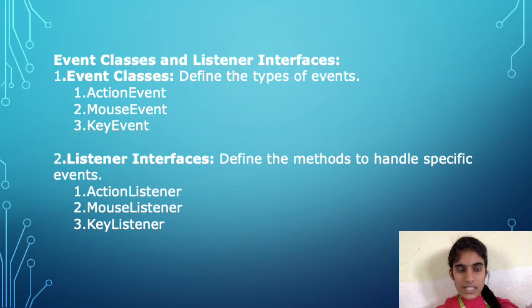Event classes and listener interfaces. Event classes define the types of events. There are three types of events: action event, mouse event, key event. And the listener interfaces define the methods to handle specific events, which are also three types: action listener, mouse listener and key listener.